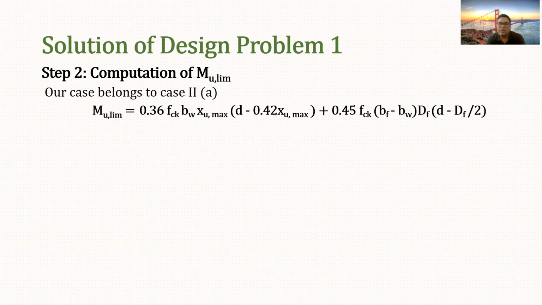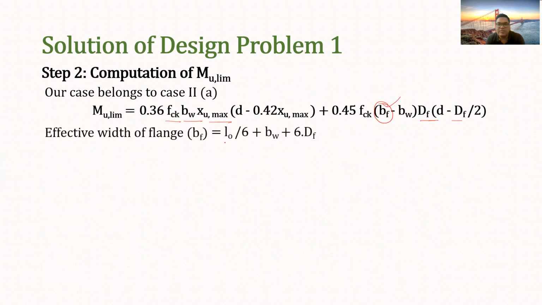Now, in the formula, you can see all the parameters except the value of bf are known. bw is given, xmax is calculated, fck and Df, all the values are given. Only bf needs to be calculated. So we can calculate bf by using the relation Lo by 6 plus bw plus 6Df. In the case of a simply supported beam, Lo is equal to the effective span. So Lo will be equal to the effective span, which is already given as 12 meters in the question.